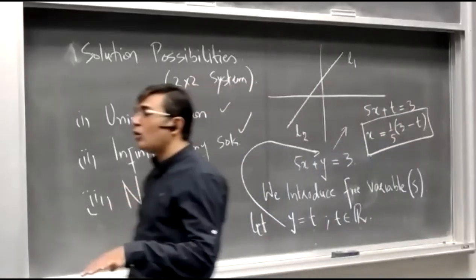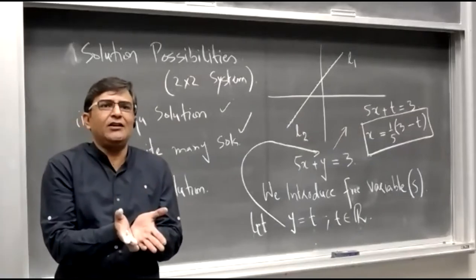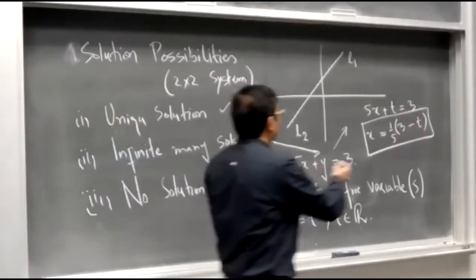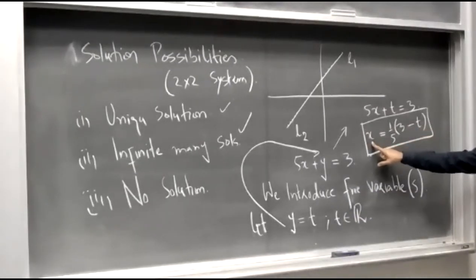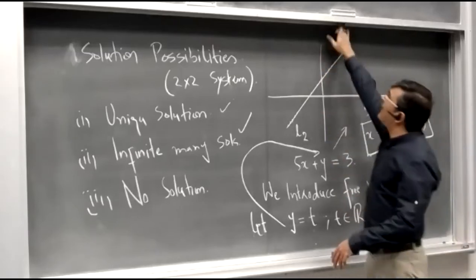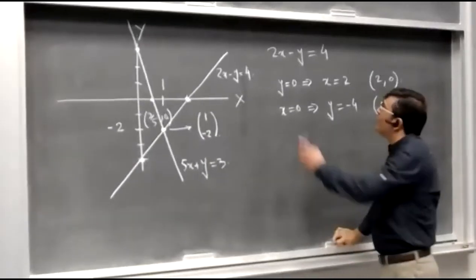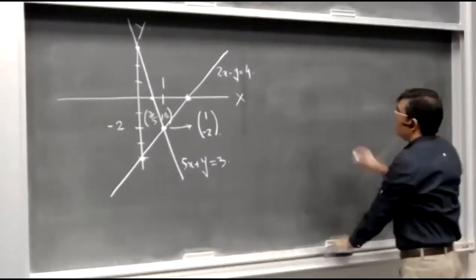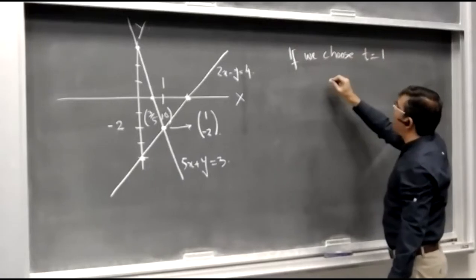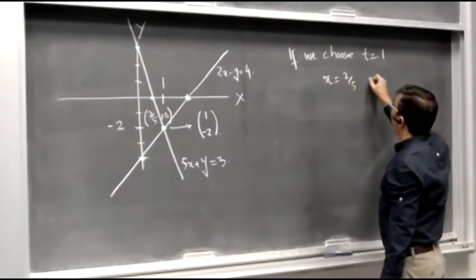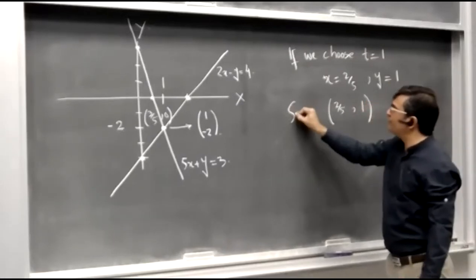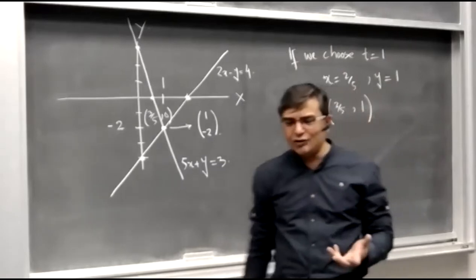So this will be your value of x. Now, the value of x depends on the value of y. If we choose a particular value of y, for example t is equal to 1, what will be the value of x? It will be 2 by 5. Okay. So in a particular case, if we choose t is equal to 1, then x is equal to 2 by 5, and y is equal to what? 1. So our solution is 2 by 5, comma 1. So this is your one solution. Now, how many values of t can be chosen?